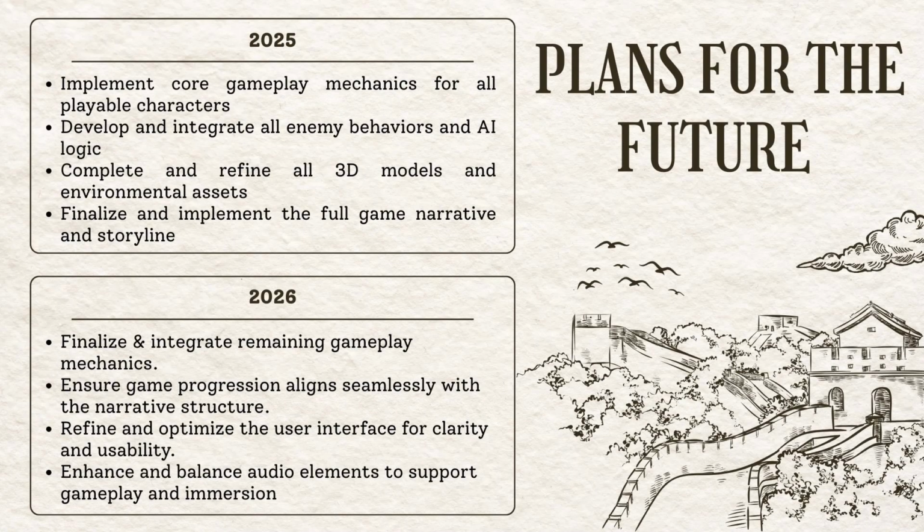Now for the plans for the future. For 2025, our main goals are to implement core gameplay mechanics for all playable characters, develop and integrate all enemy behaviors and AI logic, complete and refine all 3D models and environment assets, and lastly, finalize and implement the full game narrative and storyline.